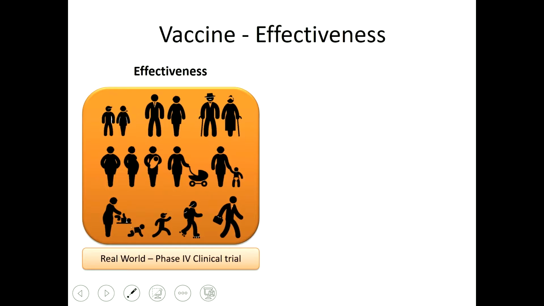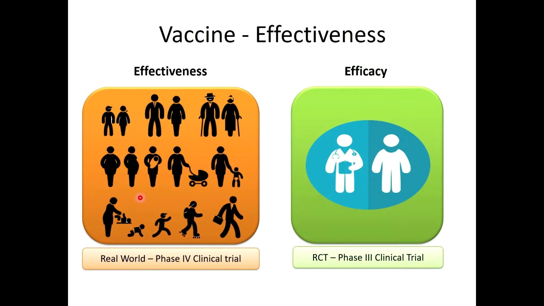Effectiveness can be defined as the real-life efficacy and is obtained after the implementation of a vaccine in a given population. The main difference between efficacy and effectiveness is that the latter is obtained in a real-world condition after the vaccine is launched into the market, while efficacy is obtained in a phase 3 clinical trial in an experimental context.